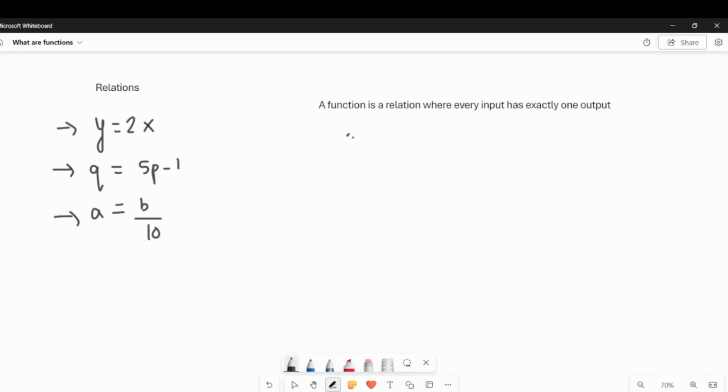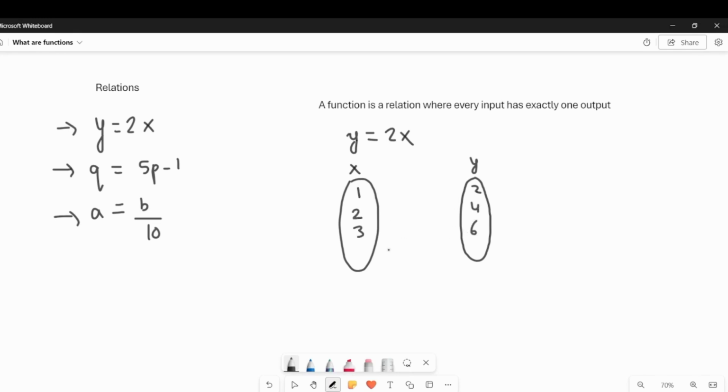So let's understand this with the help of an example. Let's take the relation y is equal to 2x and draw a mapping diagram for it. A mapping diagram is nothing but a diagram that tells us clearly how the input and output variables are related to each other. So this is x on the left side and here we have y, where x is your input and y is your output. If x is 1, your y would be 2, then for 2 it would be 4, for 3 it would be 6, for 4 it would be 8. So this is the mapping diagram here.